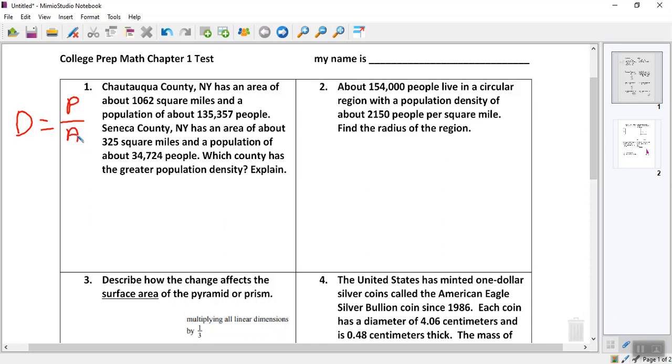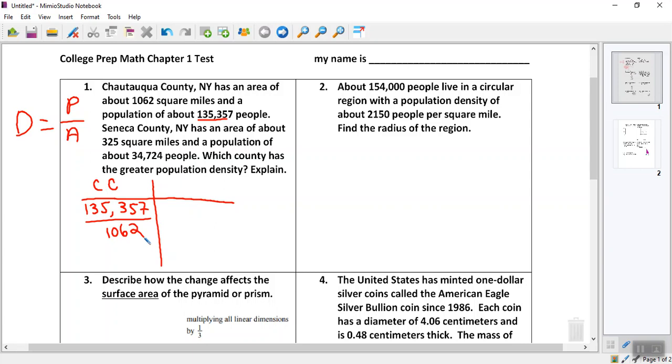Okay, so I'm going to kind of divide this into two parts. Is it okay if I abbreviate Chautauqua County CC? Is that okay, kids? Okay, how are you going to find the density of Chautauqua County, kids? Yeah, so what's the population there in Chautauqua, kids? 135,000. And then how about over the area? 1,062 square miles. Okay, we'll see what that number equals here in a second.